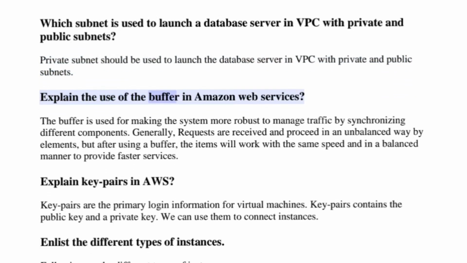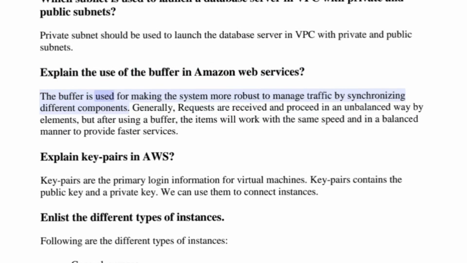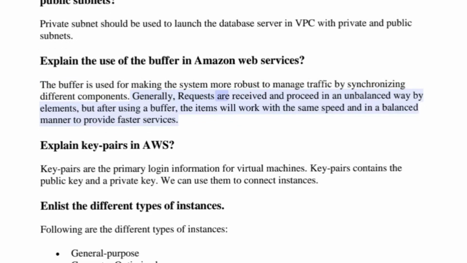Explain the use of the buffer in Amazon Web Services. The buffer is used for making the system more robust to manage traffic by synchronizing different components. Generally, requests are received and processed in an unbalanced way by elements, but after using a buffer, the items will work with the same speed and in a balanced manner to provide faster services.